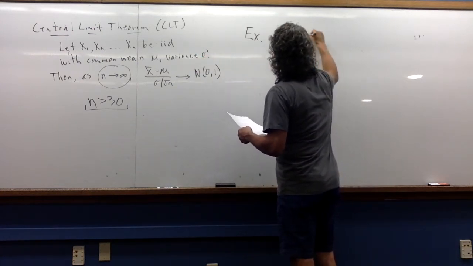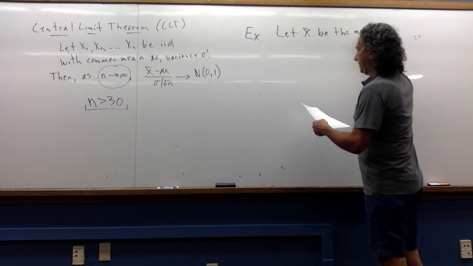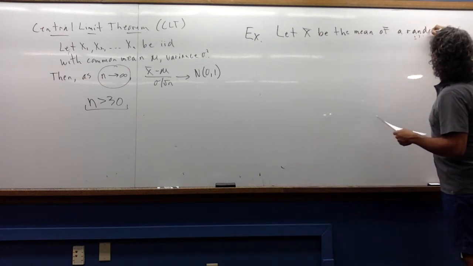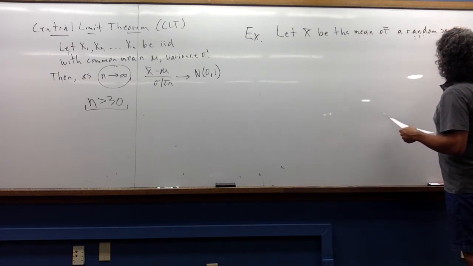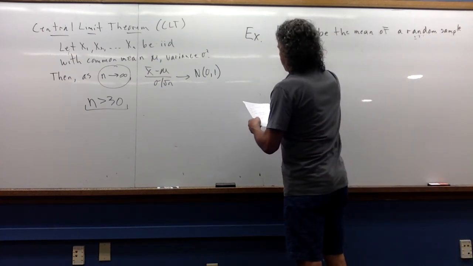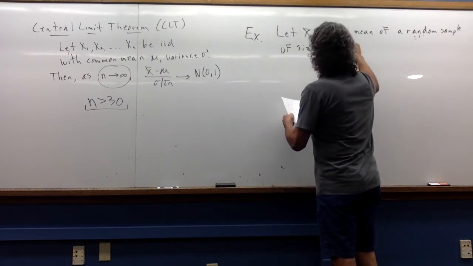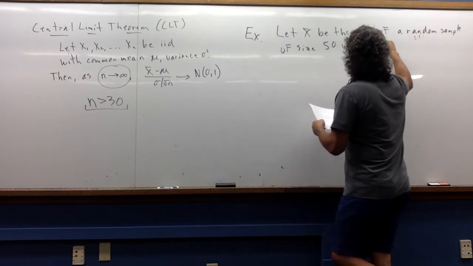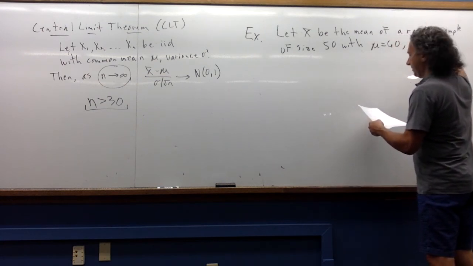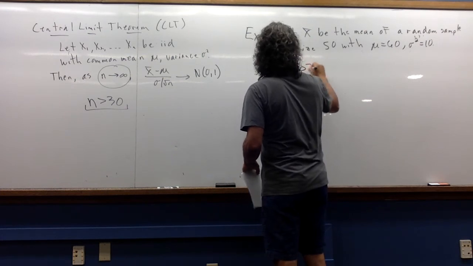Let's let x bar be the mean of a random sample of size 50 with mu equal to 60, sigma squared equal to 10. I want to know the probability that x bar is bigger than 70.